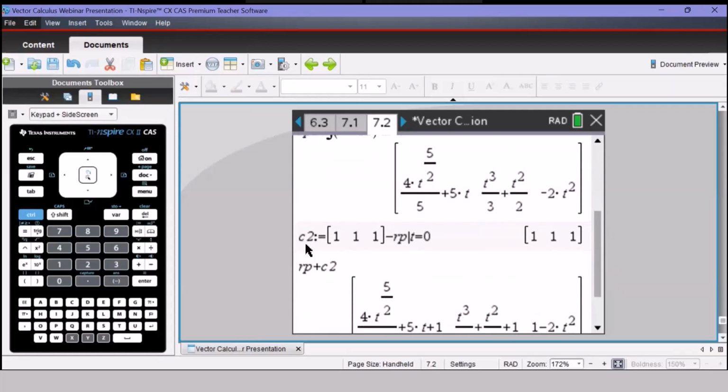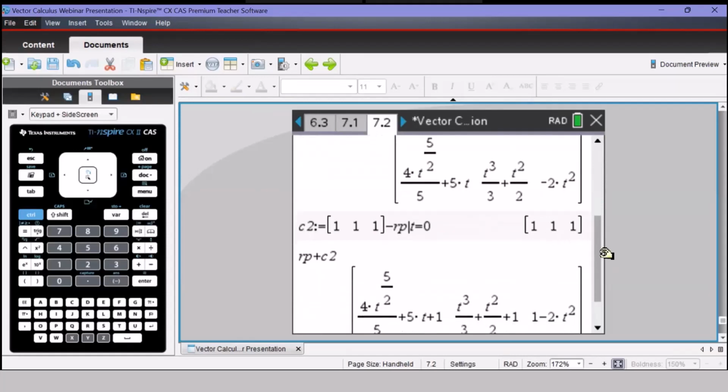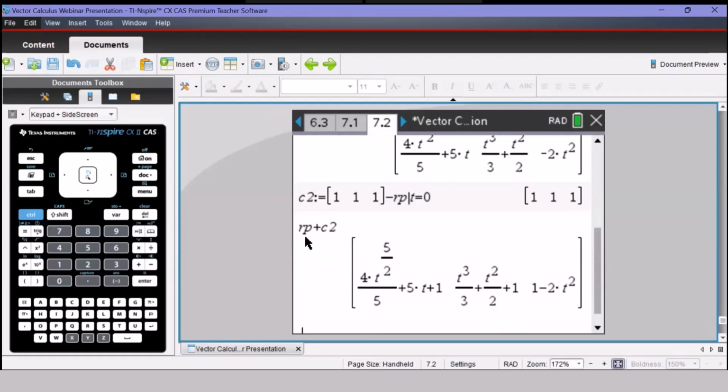So in TI-Nspire notation, I've assigned the second constant to be 1, 1, 1, and then subtracted from it R of P at t equals 0. That is basically our final constant of integration. Then we add RP and C2 together, and therefore the position vector is that I plus that J plus that K.